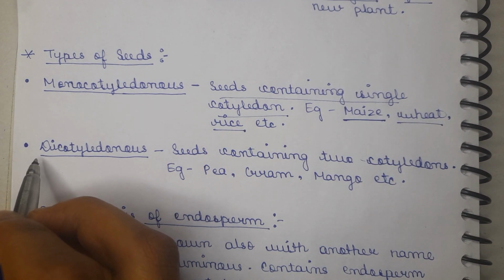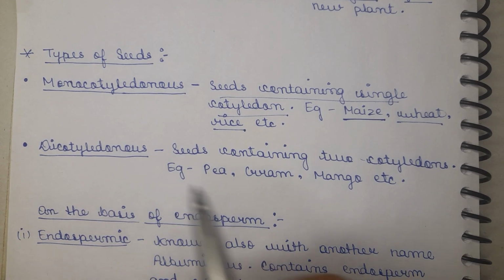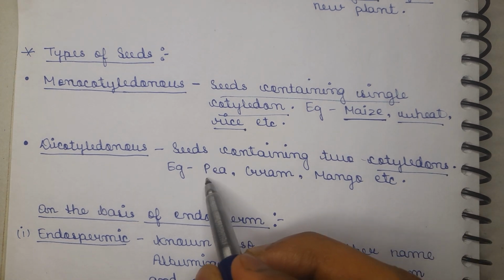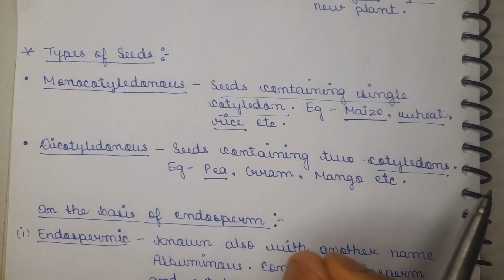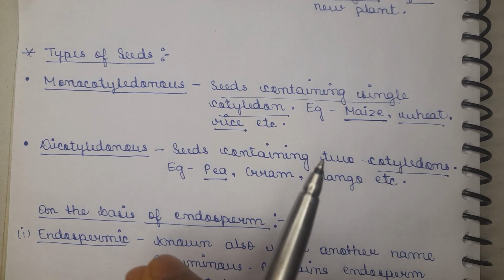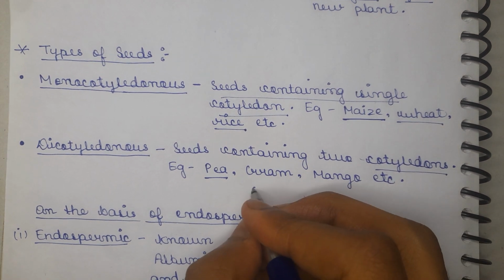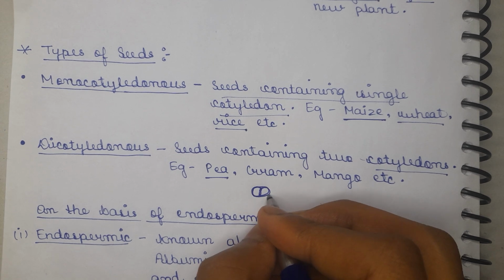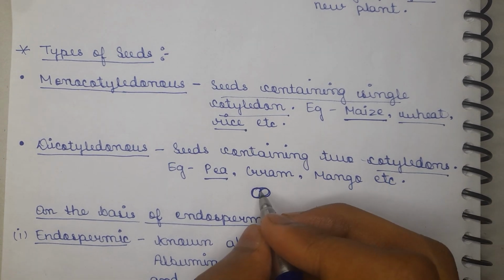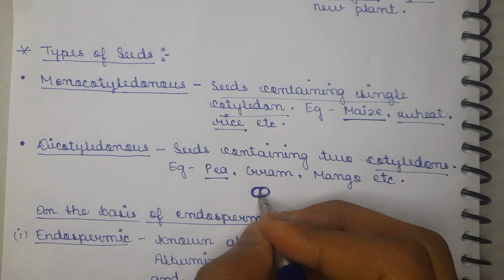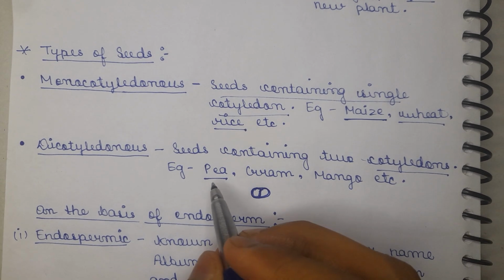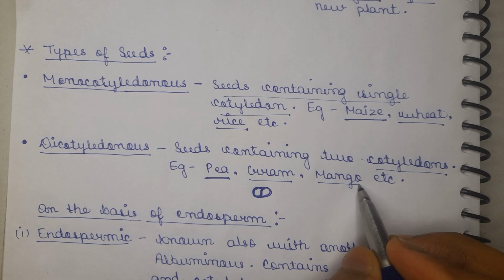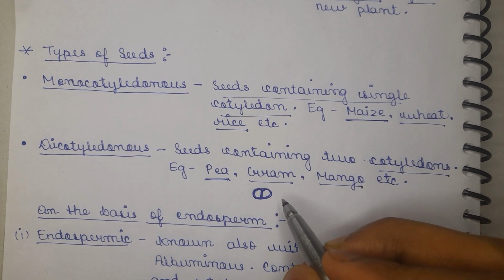The second type is dicotyledonous. Dicotyledonous seeds contain two cotyledons. If you break a pea, you will find two structures inside. This is the structure of a gram, and if you break it, you will find two cotyledons inside it. So in pea, gram and mango also, you will find two cotyledons.